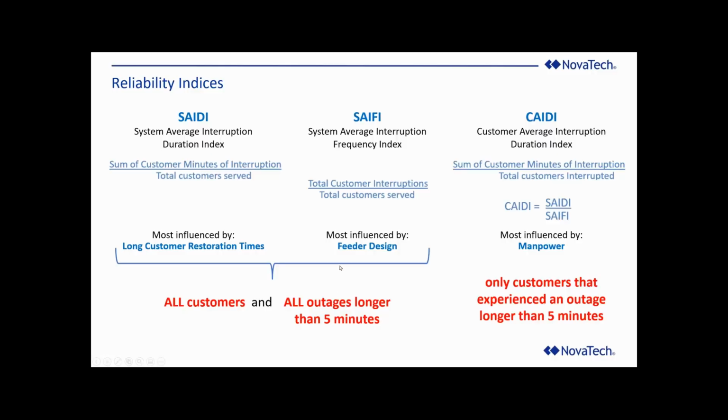Now, when you're calculating SAIDI, SAIFI, and CAIDI, that's on a system basis. That system could be a feeder, a substation, an operating district, or the entire utility. It depends on how you want to crunch the numbers. CAIDI is actually a ratio of SAIDI and SAIFI together, and when you crunch those numbers, it really boils down to only the customers that have seen an outage of longer than 5 minutes being used inside that calculation.